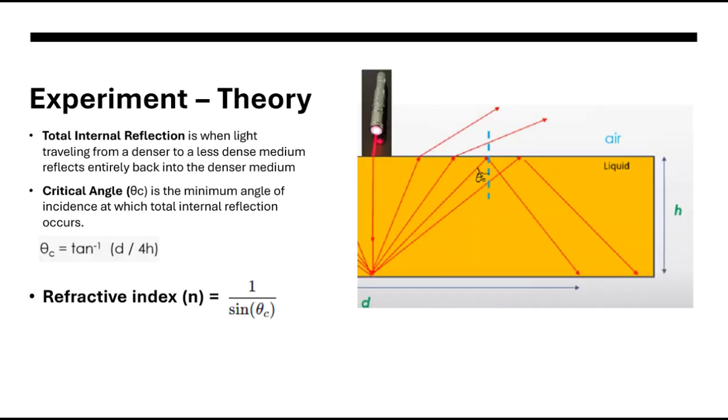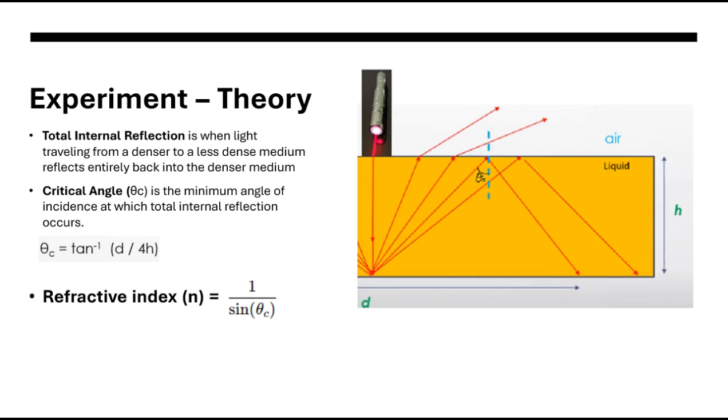This experiment will be exploiting two key concepts, total internal reflection and critical angle. Total internal reflection is when light traveling from a denser to a less dense medium reflects entirely back into the denser medium. And critical angle is the minimum angle of incidence at which total internal reflection occurs.